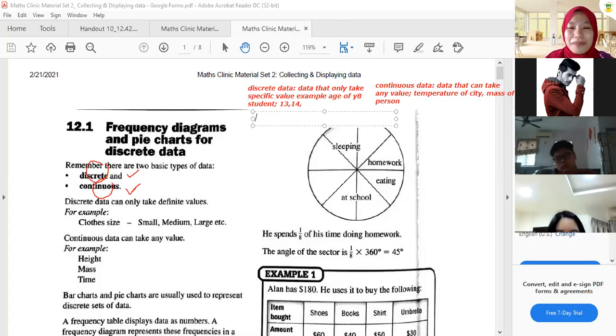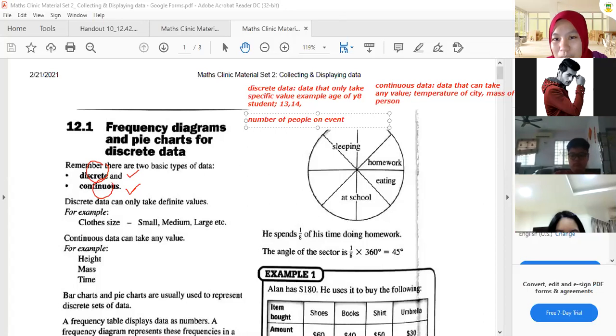Number of people on an event, let's say SJIS Sports Day, number of people can be discrete data.